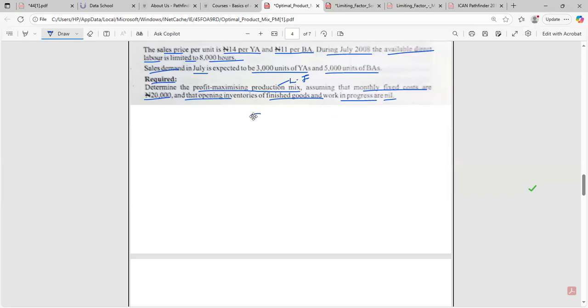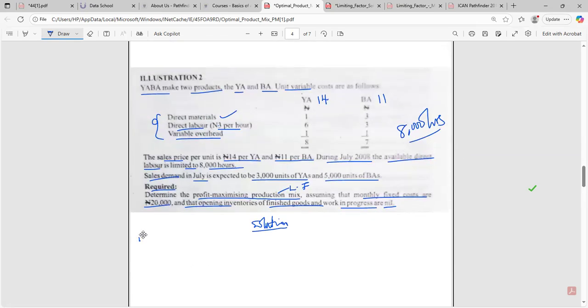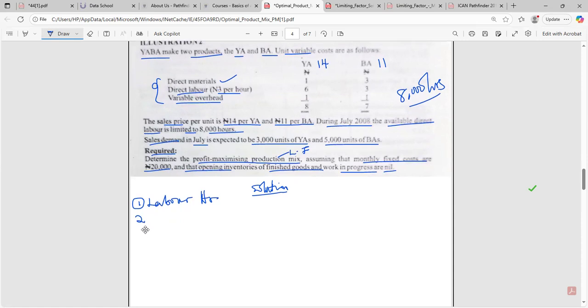So let's just solve your solution. Please, who can remind me step number 1? Step number 1, limiting factor. So what is the limiting factor in this case? Labor hour. Step number 2. What is it? You determine the degree of limitation, DOL.